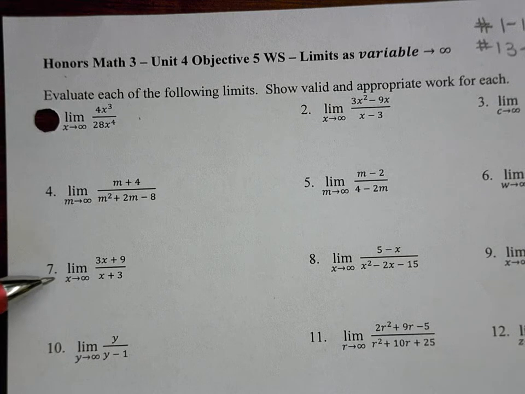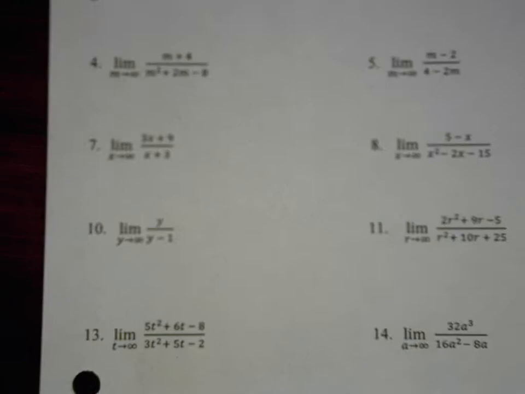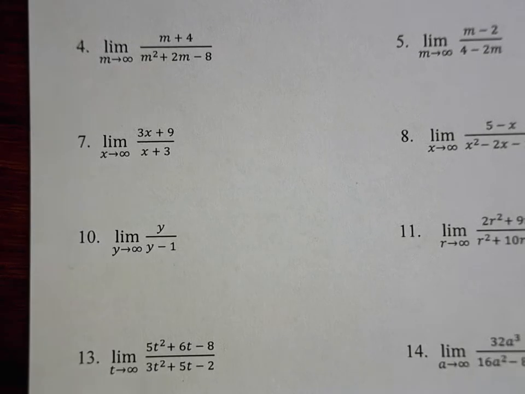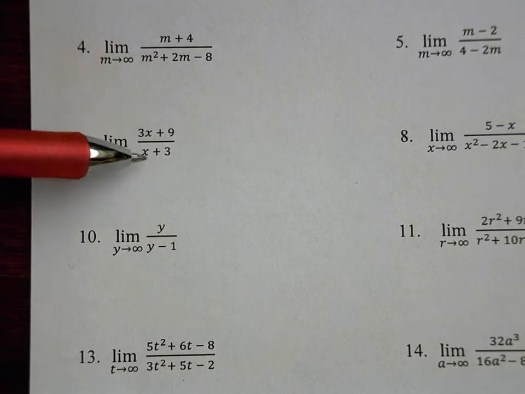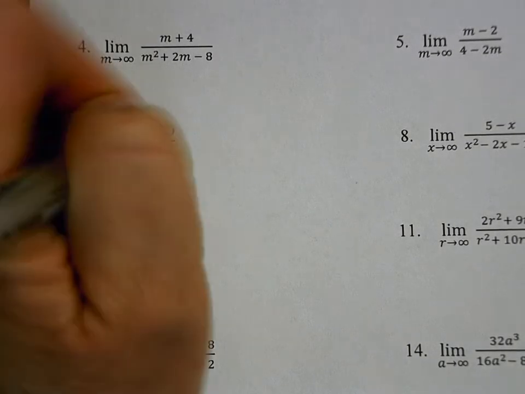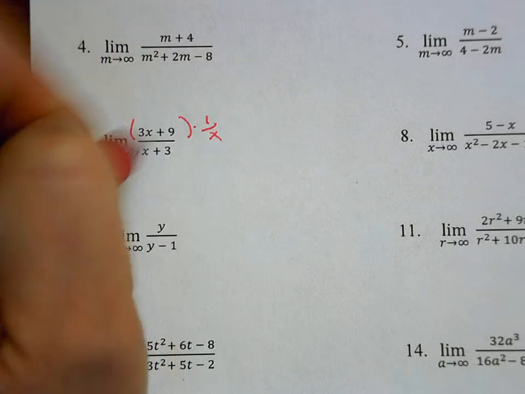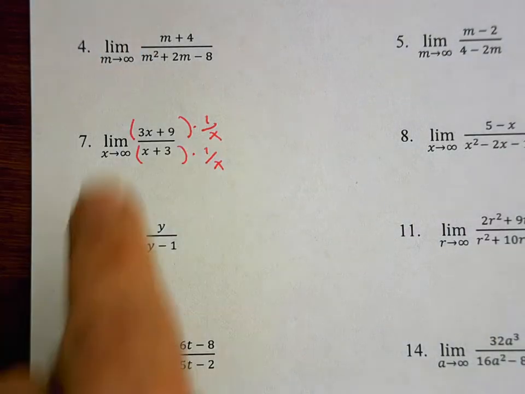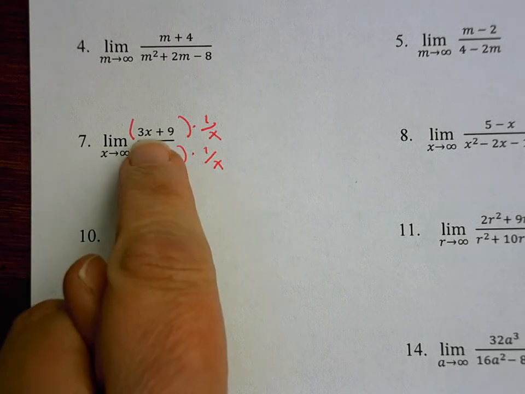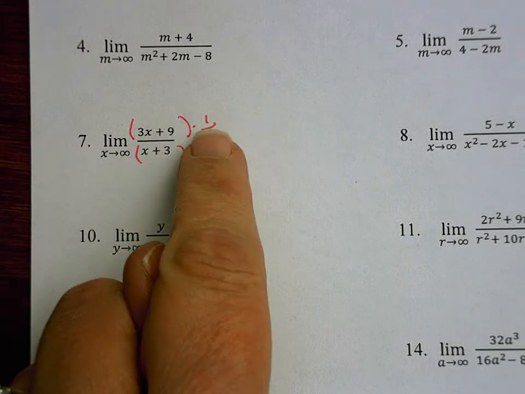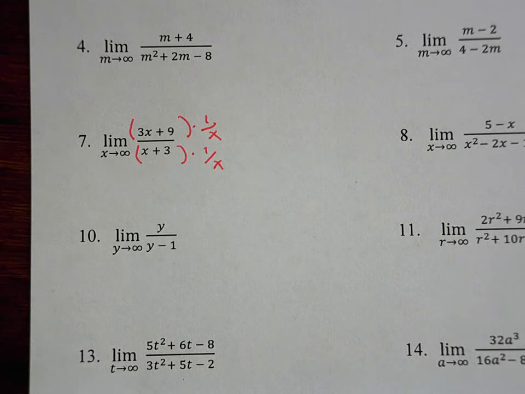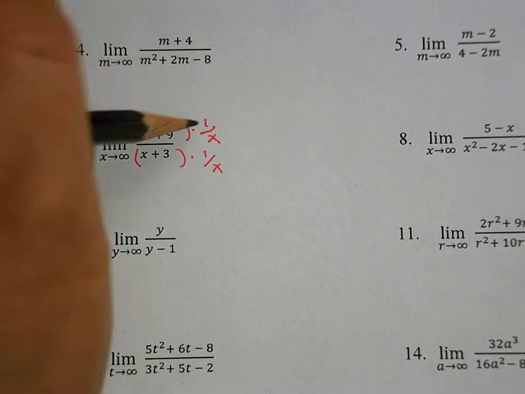For question number 7, we want to find the limit as x goes to infinity. We want to find the highest degree, so the highest power is a 1. So I want to multiply the numerator and the denominator by 1 over x, because, again, the highest power is 1. If this had been an x squared, I'd multiply by 1 over x squared. Then I want to distribute that in, and when I distribute, I also want to simplify.